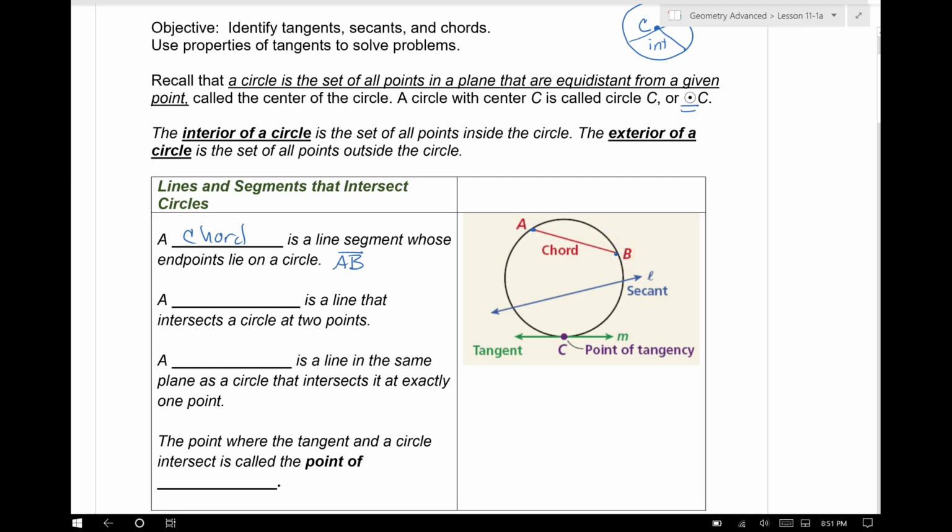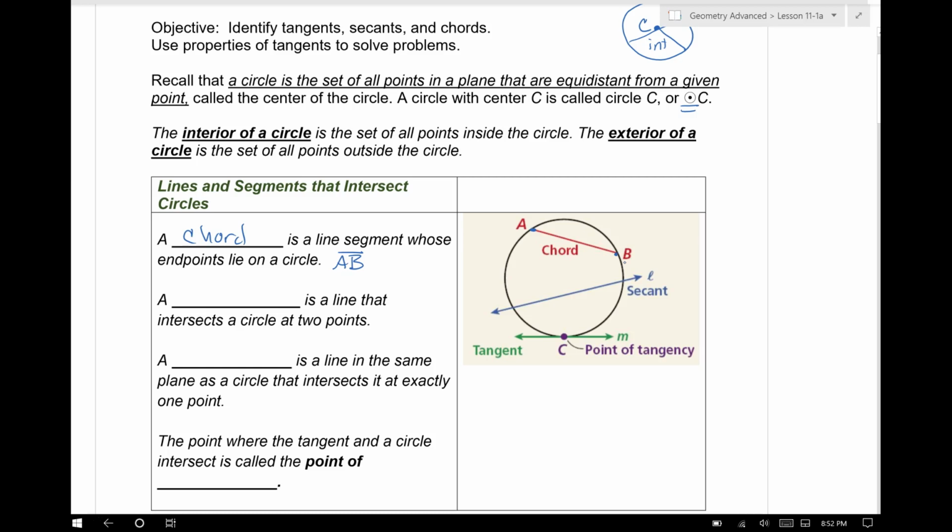Now I want you guys to think about a diameter. A diameter goes through the center, but where are its endpoints? Its endpoints are on the circle. So think about it: a diameter is technically really a chord. And here's the other cool part: it's the longest chord for any circle. So a diameter is also a chord, so it's going to have a length of line segments, all those other good things.